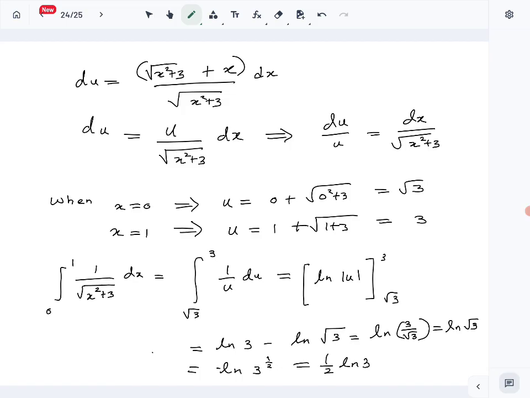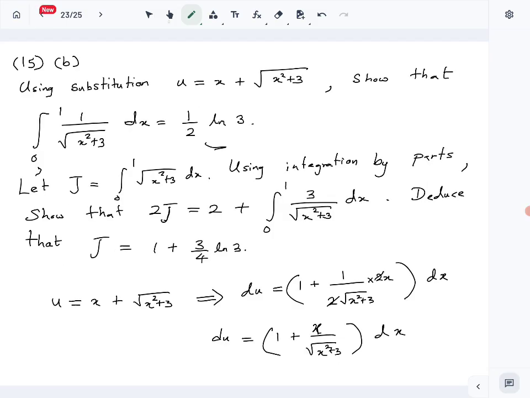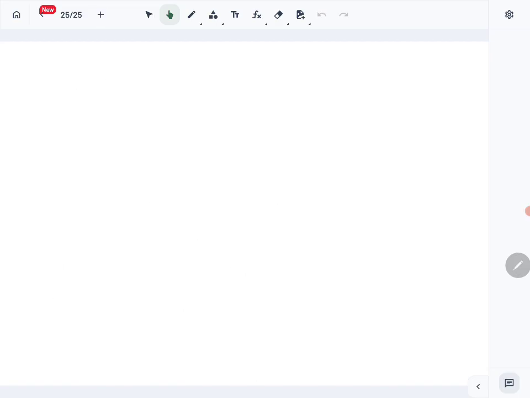So then let's see what the next part is. This part is done. Then they say J is equal to this integral, and using integration by parts we have to show this relationship: 2J is equal to 2 plus this integral, right? So we'll start with J. J is equal to this, and use integration by parts as they suggested.